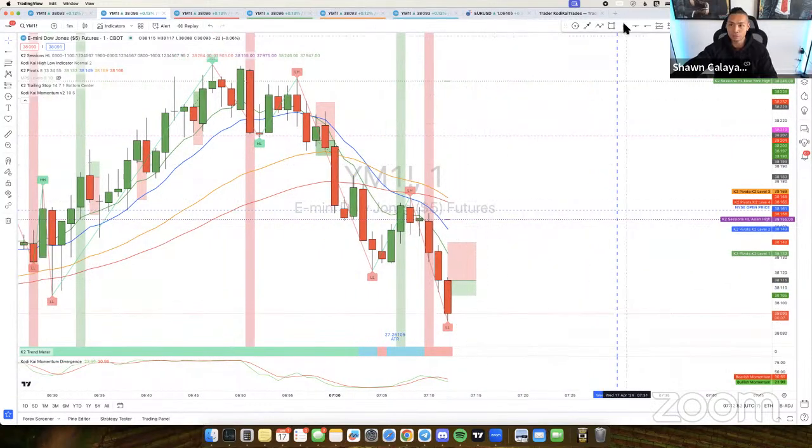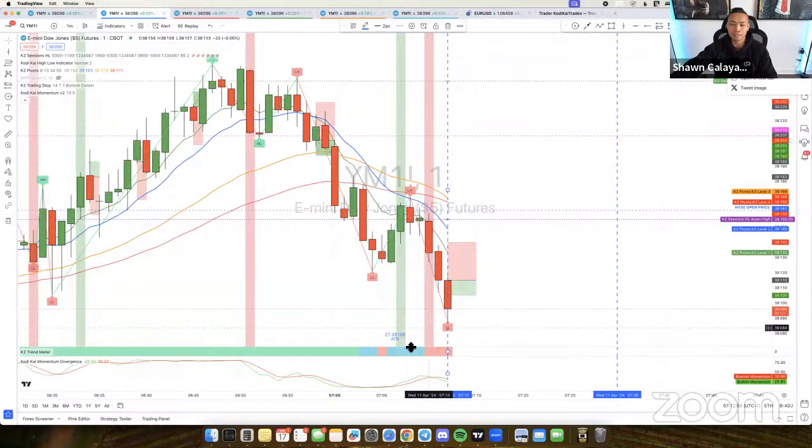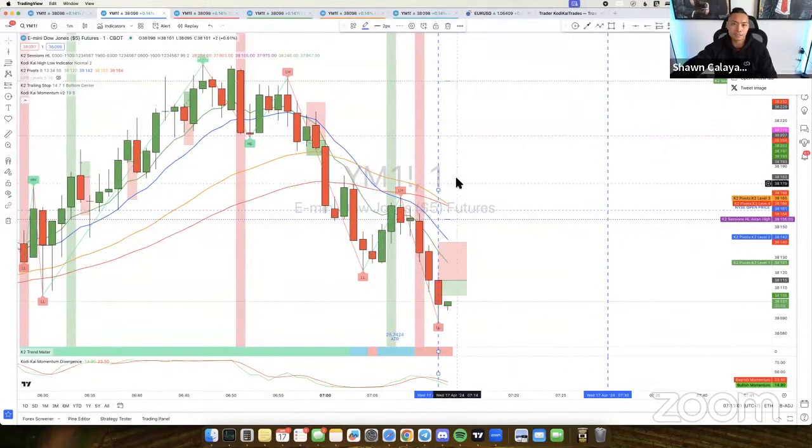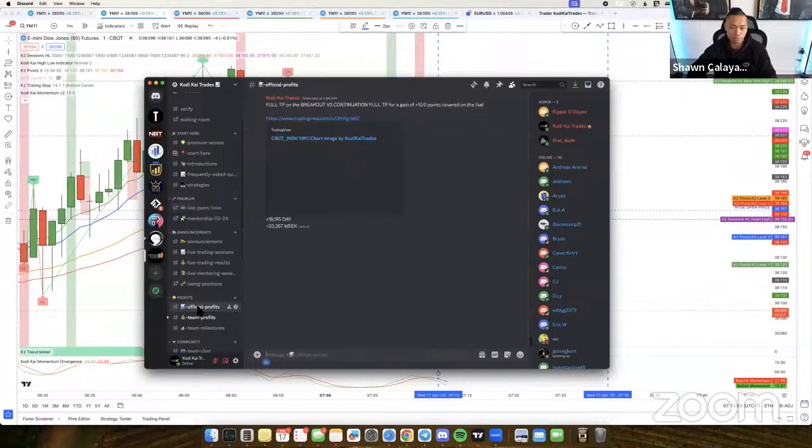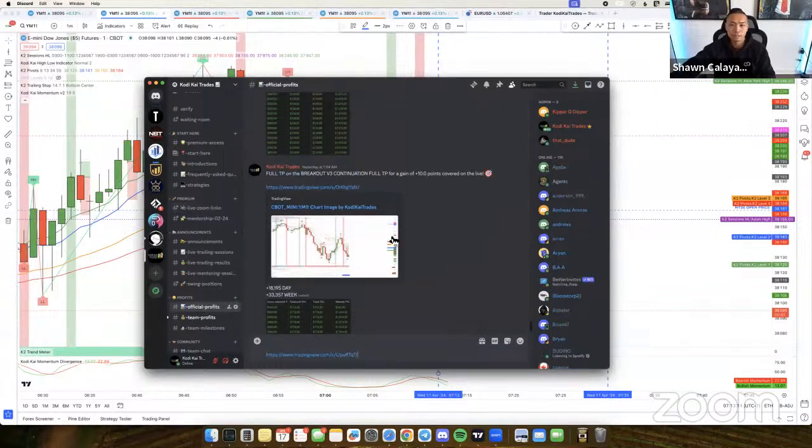So this is one of the official entries because I said I was going to take it. Breakout V3 continuation right there. Played out perfectly. We had the divergence here, so it just looked perfect. Everything lined up. The trend was shifting. Everything was great. So there goes the entry right there. I'm going to put an update in the profits. If you guys have profits to post up, feel free to send them in.